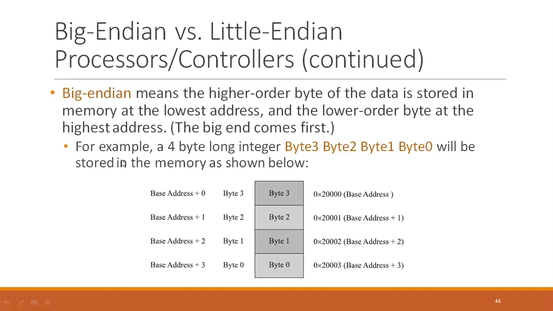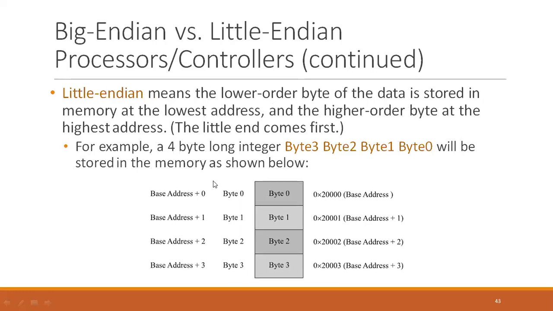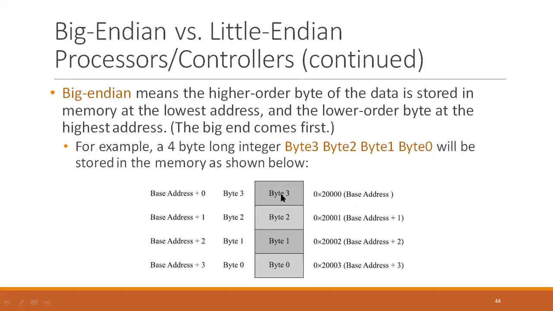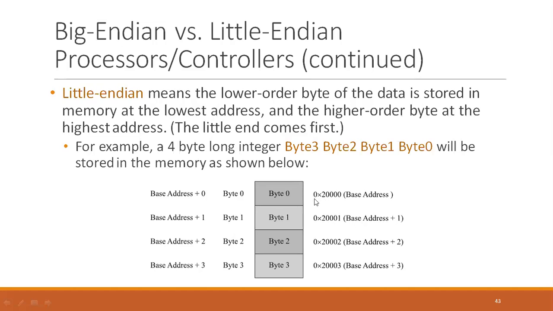Big endian, right? It is just the reverse of that. The higher order byte will be stored in the lower memory locations, and the lower order byte will be stored in the higher memory locations. So big endian means the higher order byte of the data is stored in memory at the lowest address and the lower order byte at the highest address. That is, the big end comes first. That's why it is called big endian. Look at this, compare this one with this, right? Byte number 3 will be stored at 20,000, whereas in the case of little endian, byte 0 is stored there.